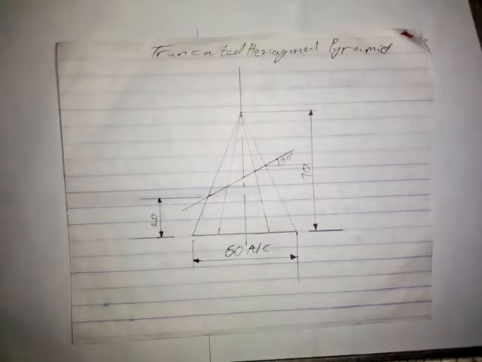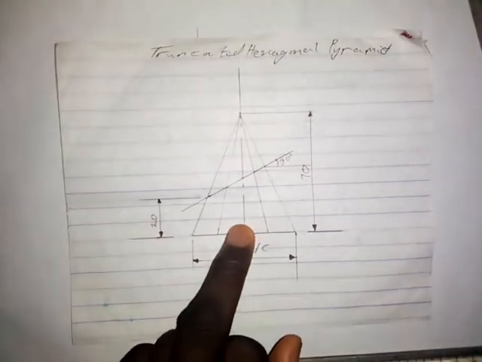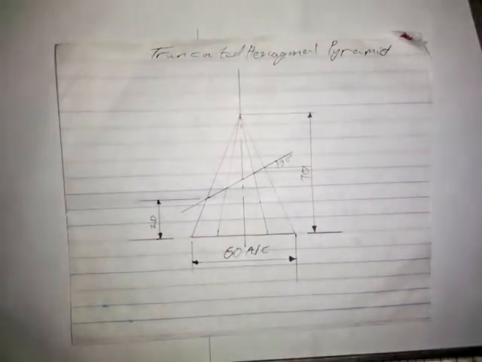So what are those questions that I'm talking about that have to do with a truncated hexagonal pyramid? Number 1 question is that you'll be asked to draw the given view. That is what you see here. You'll be asked to draw it. Number 2 question is that you'll be asked to draw the complete plan.